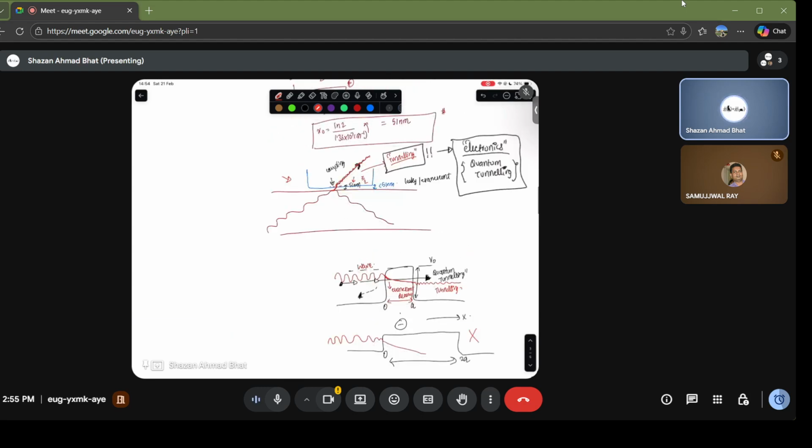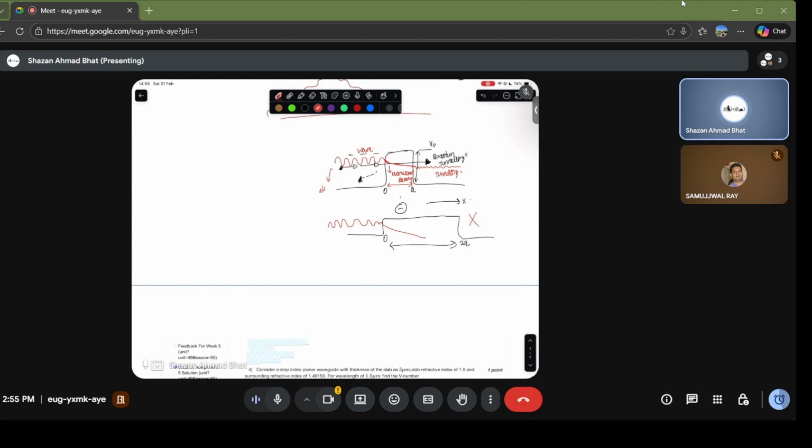Okay, but here you solve Maxwell's equations because these are electromagnetic waves. But for the electrons, what you solve is the Schrodinger equation. You solve the Schrodinger equation, and that gives you the decay of the electron's wave function, which is represented as psi as a function of x, because this direction is x.